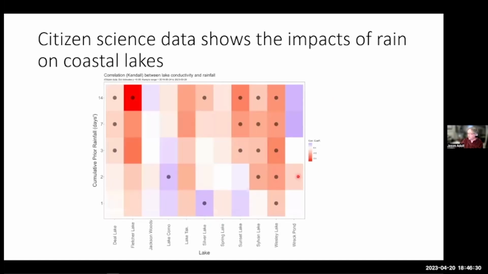And then I just have to mention really quick, one of the things that I'm super excited about, the citizen science data. Simply by measuring conductivity over time, I've been able to link that to rainfall and demonstrate, in all the lakes where you see a black dot, this negative correlation between rainfall over these time periods and the conductivity in the lake, which just underscores how sensitive a lot of these coastal lakes and their urban watersheds are to rainfall. The conductivity you're measuring in the lakes as citizen scientists goes up and down with different amounts of rainfall that fall in the watershed.